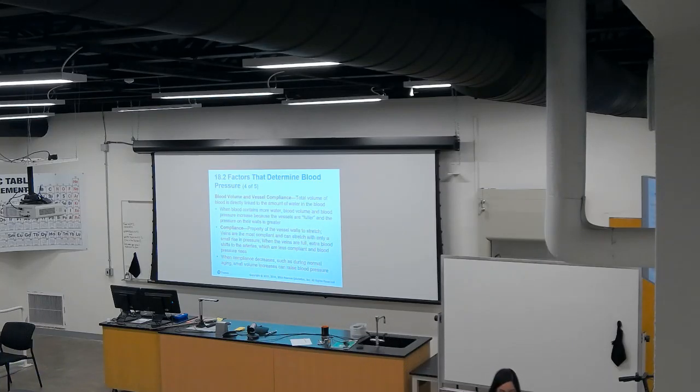So another factor that determines your blood pressure, again, is blood volume and the vessel compliance. The vessel compliance is basically the property of distensibility or stretching that your veins have to hold amount of blood. The less compliant that your blood vessels are, the less blood pressure that you'll have.